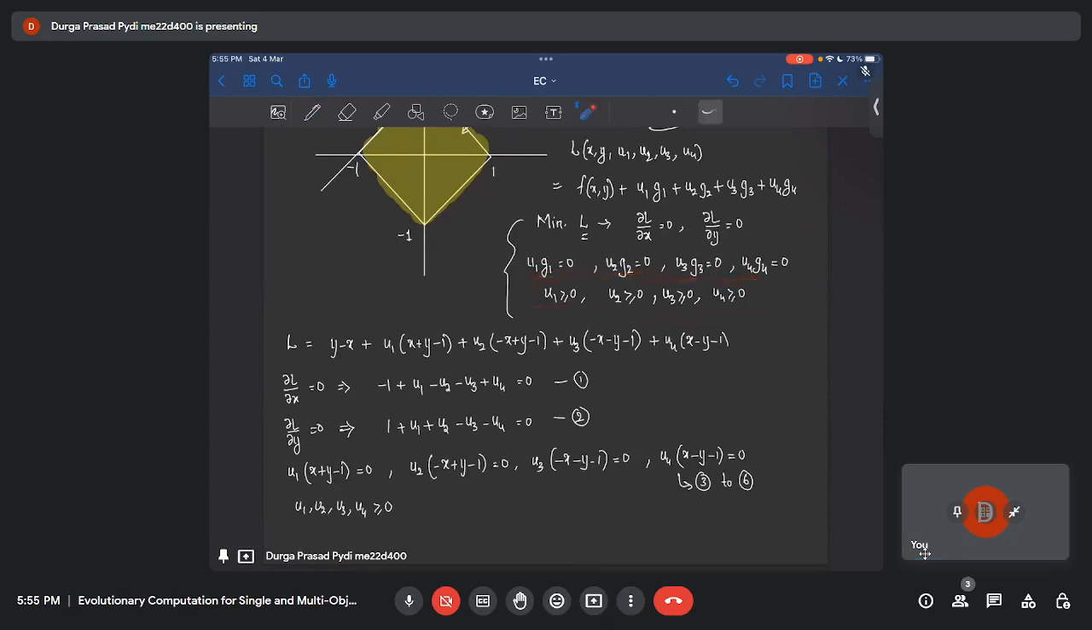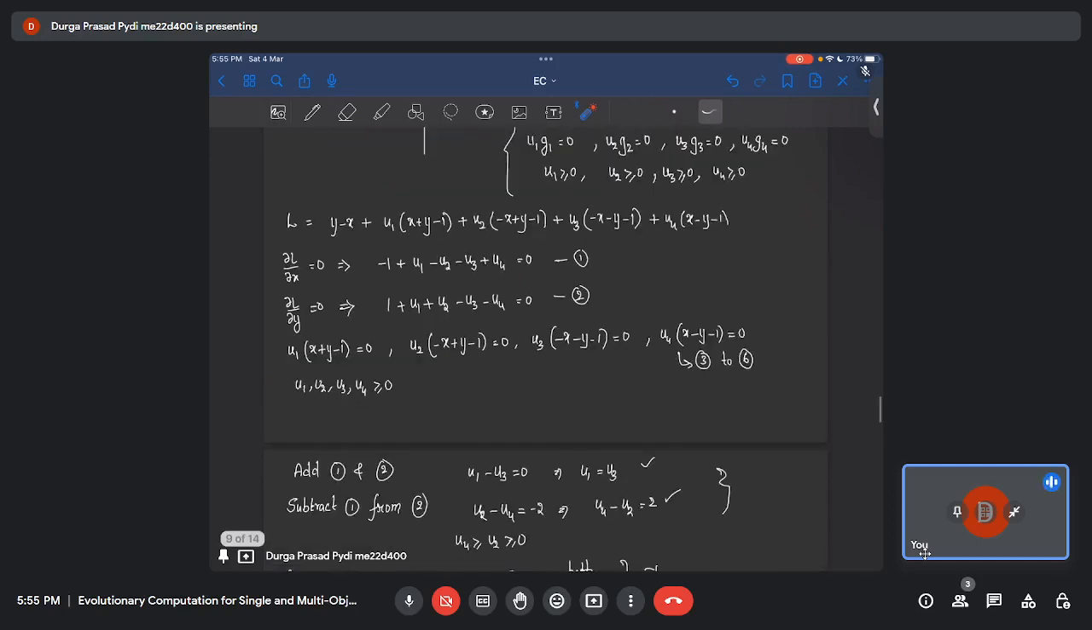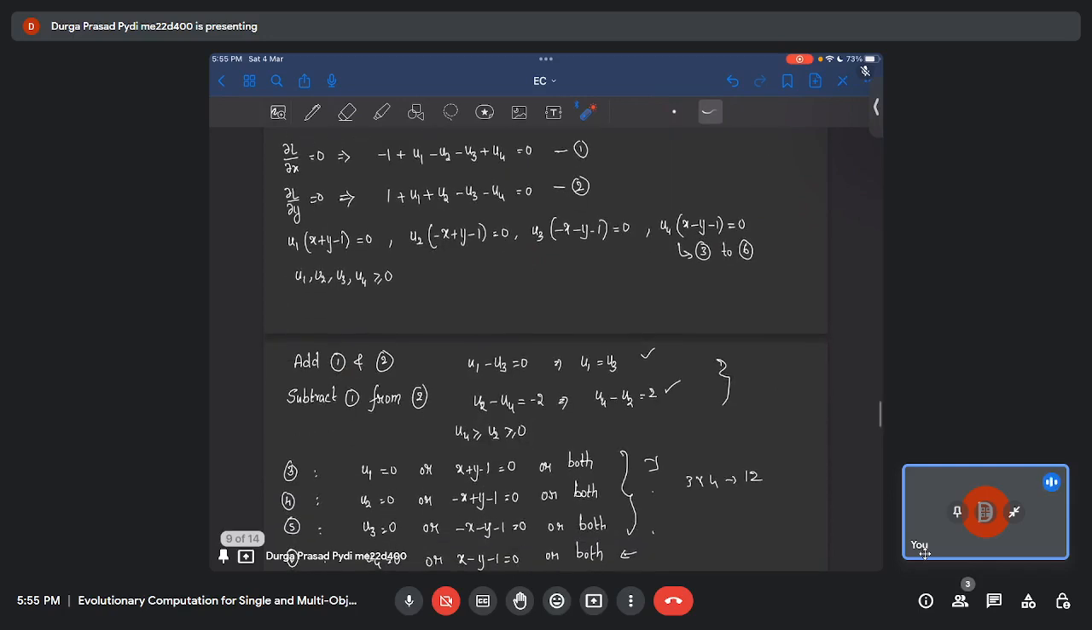Now once we have the conditions, we just write down the equations. The first equation is dou L by dou x equal to 0. We get this set of equations. Similarly, dou L by dou y equal to 0. We get another set of equations. And then we have all these constraints, u1 times g1, u2 times g2, u3 times g3, u4 times g4. All of them should be equal to 0.